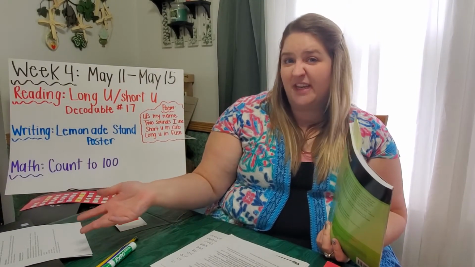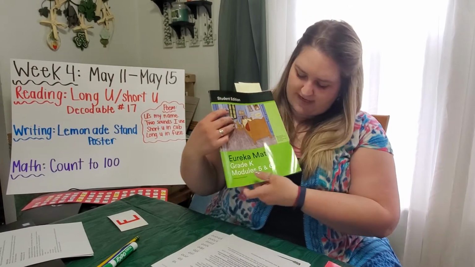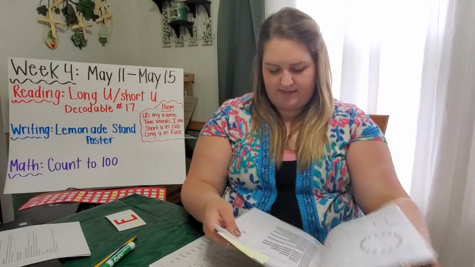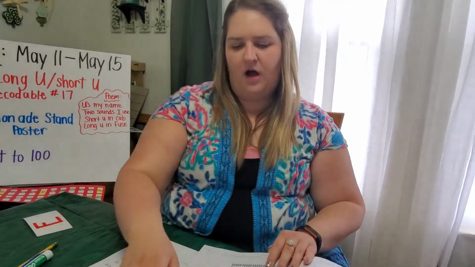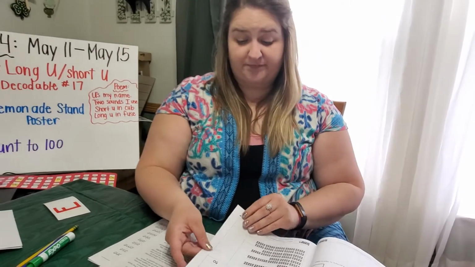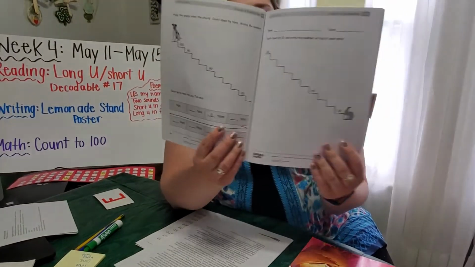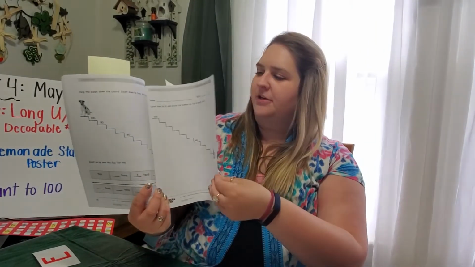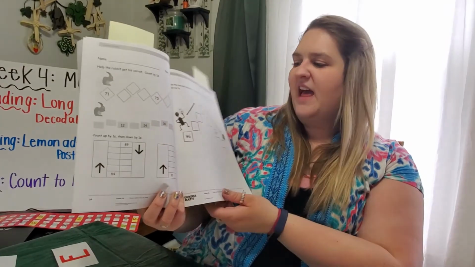We can listen to our videos and practice that way. In our math Module 5 and 6 workbook, pages 49 all the way to 66 have a lot of different pages of counting to 100. Counting to 100 by ones, counting to 100 by tens, counting up and down by ones. There's a lot of pages in here.